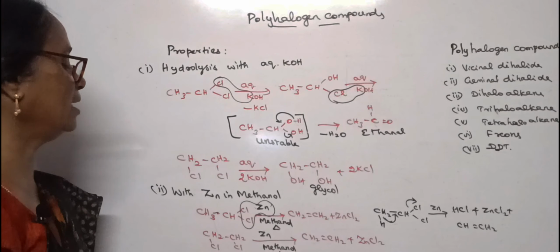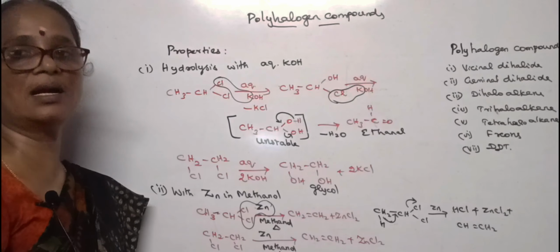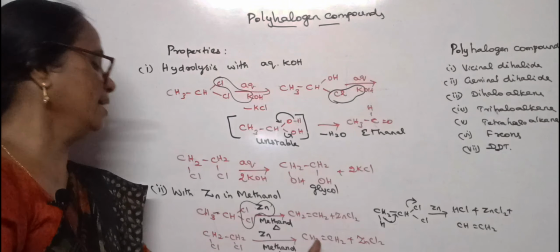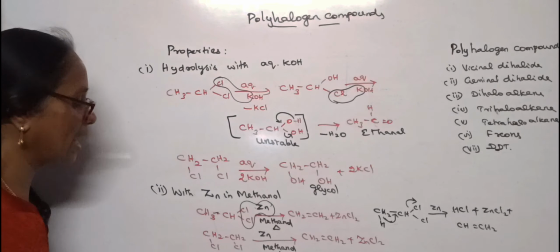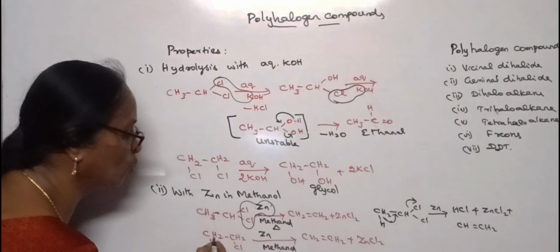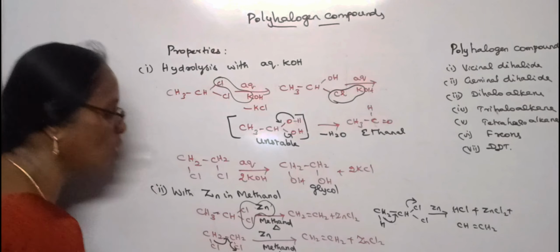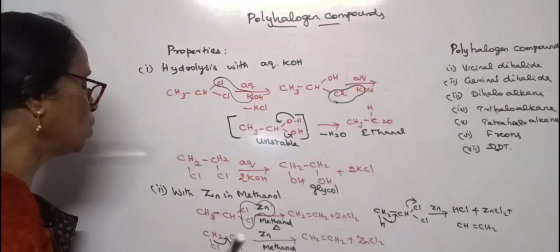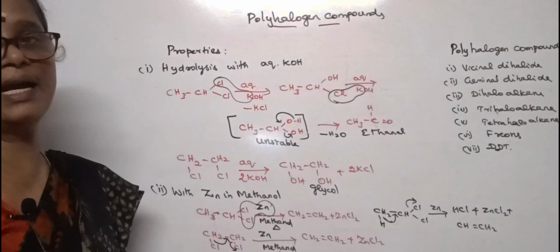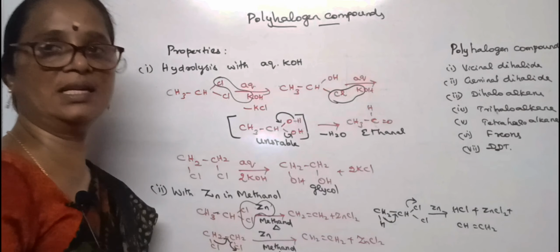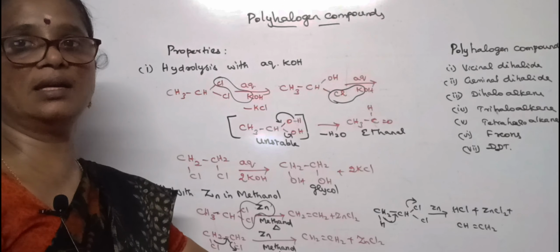Similarly, vicinal dihalides also react with zinc on heating with methanol. It forms alkene and zinc chloride. Here, both the halogen atoms move towards the zinc, so we are getting zinc with the 2 chlorine atoms as zinc chloride. So geminal and vicinal dihalides both react with zinc in methanol to form alkene.